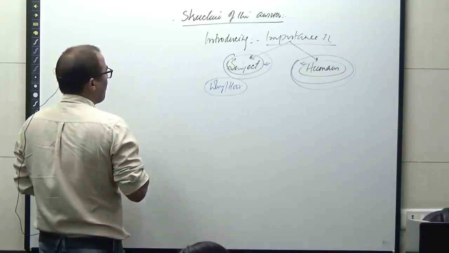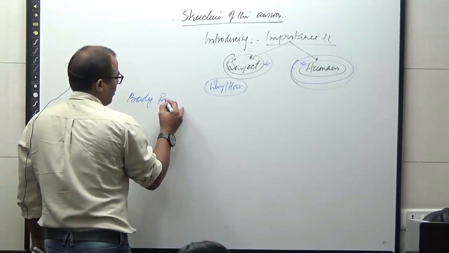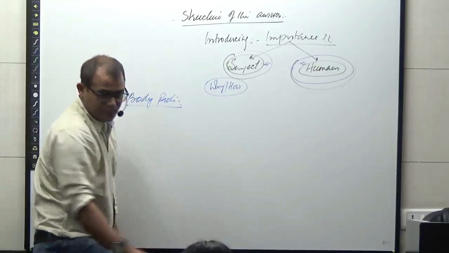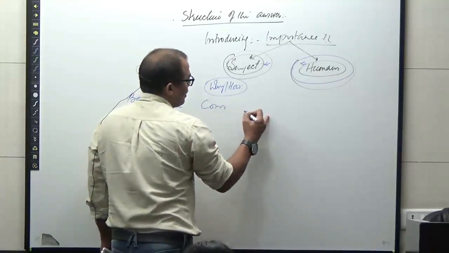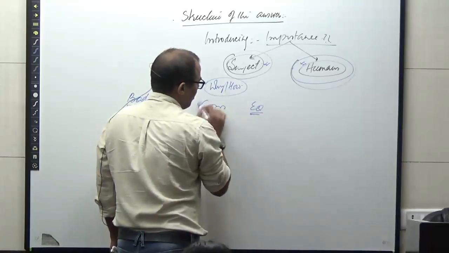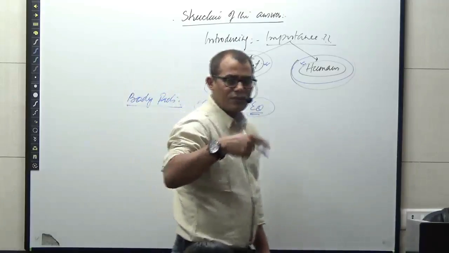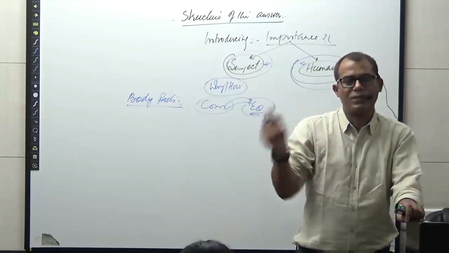Body parts. In the body parts, we just play with the words. That's where you need to be relevant. That's your relevancy. Let's say consequences is one term, earthquake is the second term. Just play with the words. Consequences of earthquake, consequences of earthquake. So you keep on writing about the consequences of earthquake.